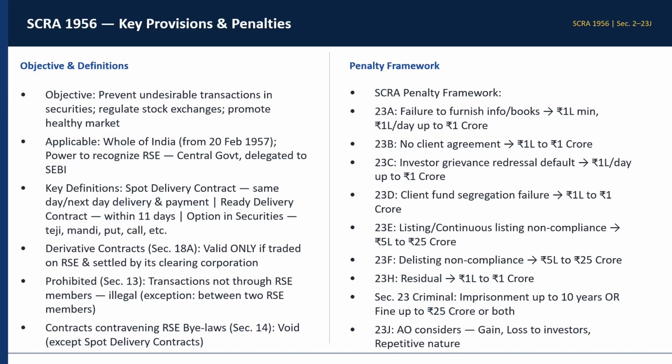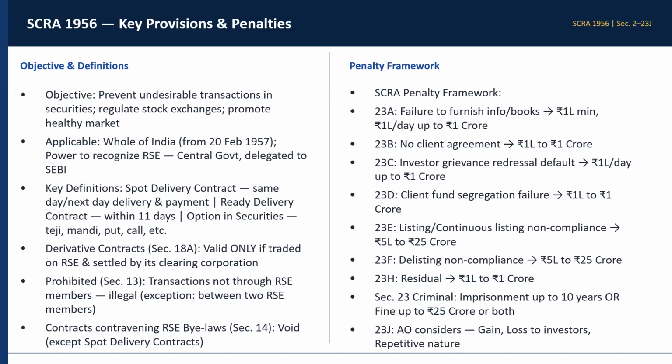23C talks of if you fail to redress the grievances of the investors without a genuine reason, then the penalty could be 1 lakh per day and it could go up to 1 crore. 23D is you have to keep the accounts of the client separate from your own accounts. So if there is a failure to segregate the funds of the client and you mix up your own funds with the client funds, then the penalty could range from 1 lakh to 1 crore.